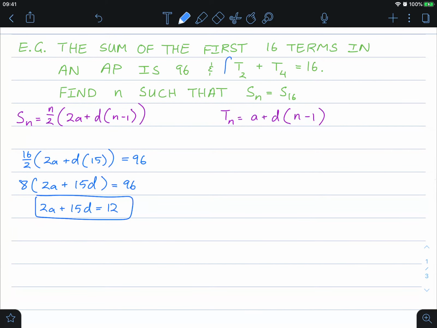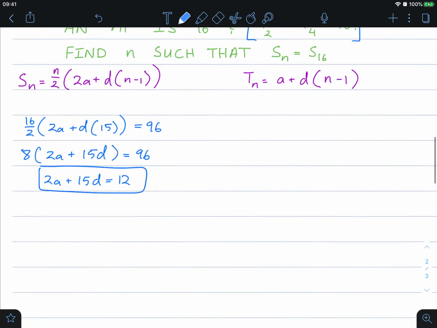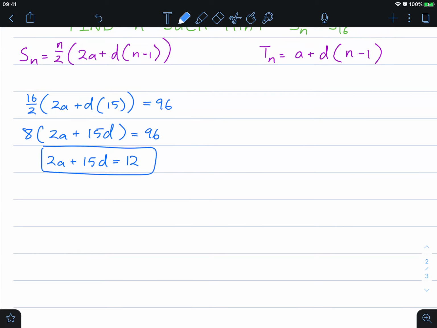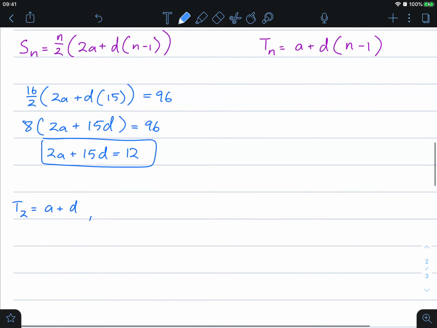The next bit of information we have to utilize is here. T2 plus T4 equals 16. Well, T2 is going to be a plus, utilizing this one here, a plus d. 2 minus 1 is just 1. Well, we get a plus d. T4 is equal to a plus d, n minus 1, so 4 take away 1 is 3, so we get 3d. So just move this across. We get these two expressions.